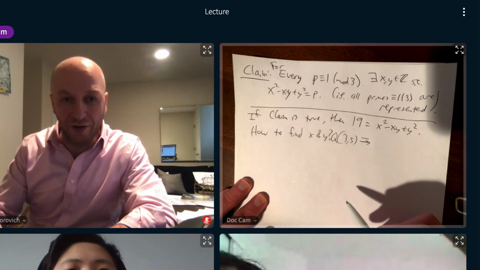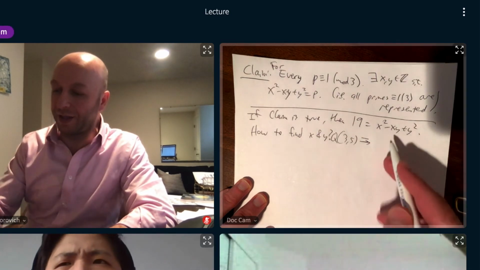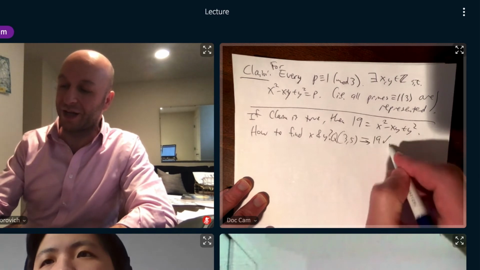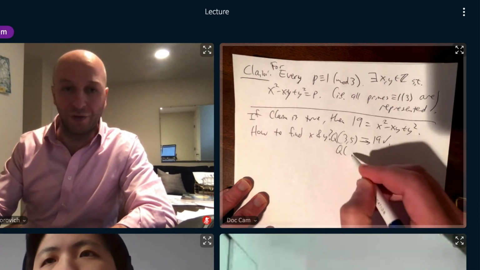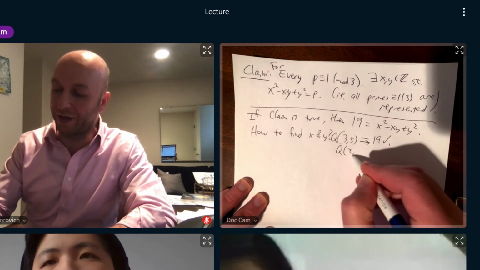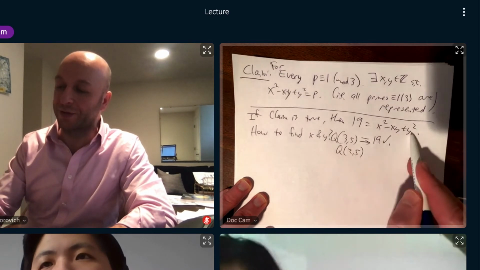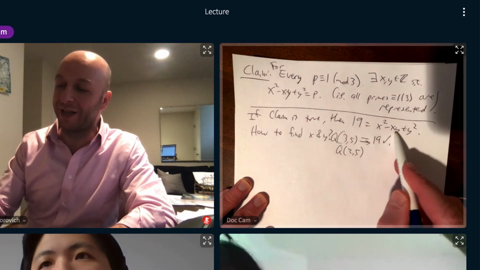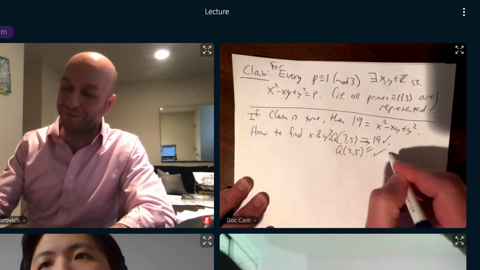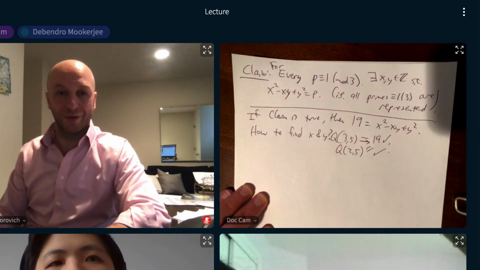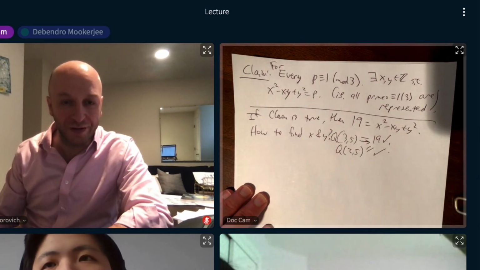2 and 5 also work. Let's see. So this is equal to 19. That checks out. Q of 2 and 5, Dipendra is saying, will also work. That's 4 plus 25, 29, minus 10 is 19. Yep. Great. Why does this not work for 10, since 10 is also 1 mod 3?